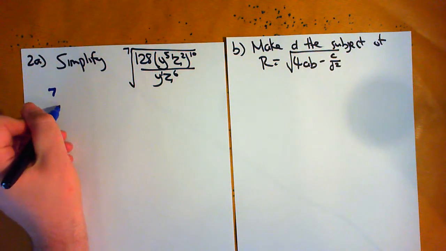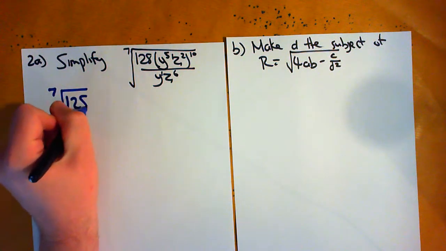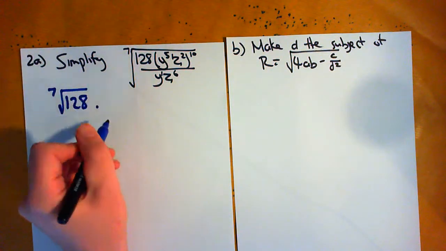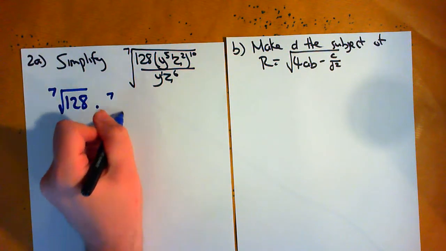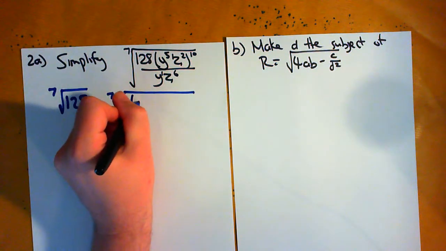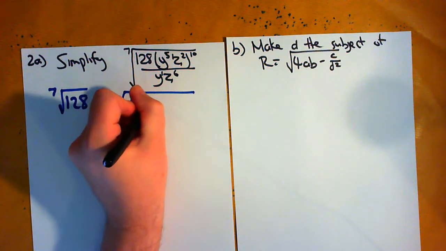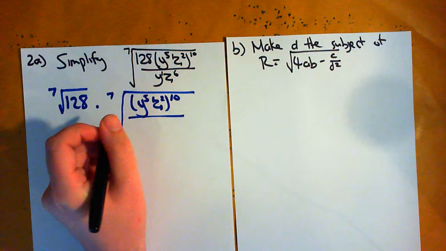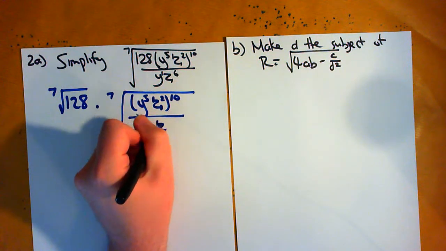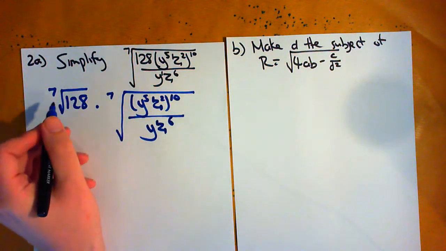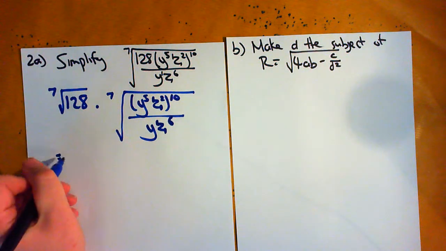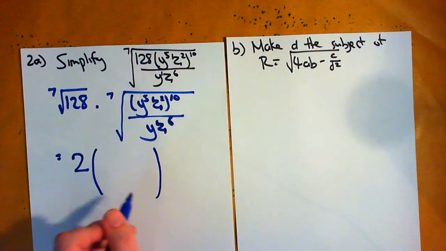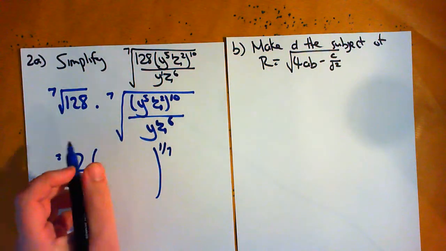If we do so we get the 7th root of 128, which is on the top, so we don't need a 1 over that, times the 7th root of what's left, which is the letter bit, namely y to the 5 z squared to the power of 10, all over y times z to the power of 6. So the 7th root of 128 is 2 times the 7th root, which is the power of 1 over 7.